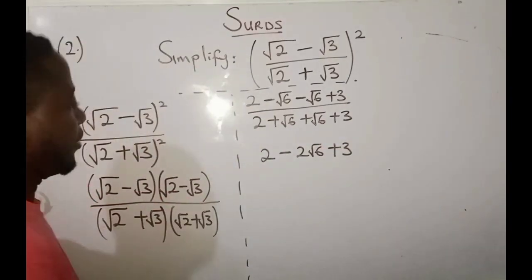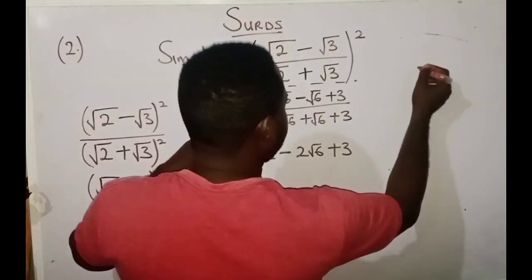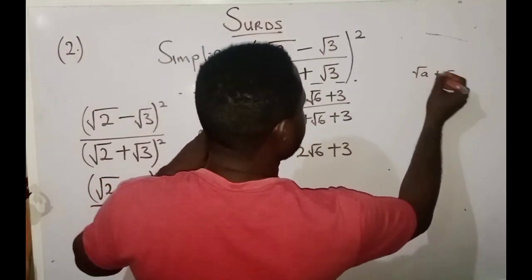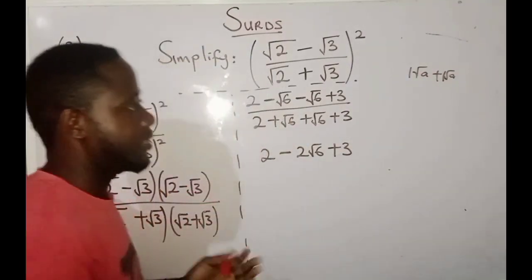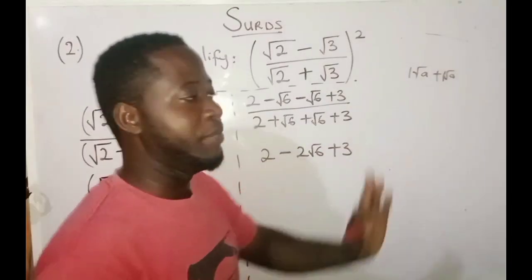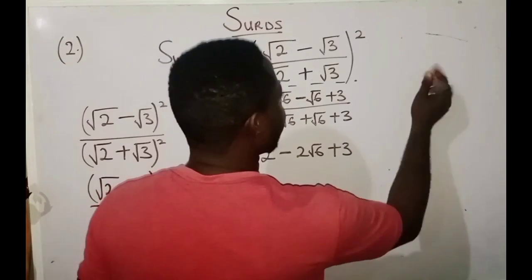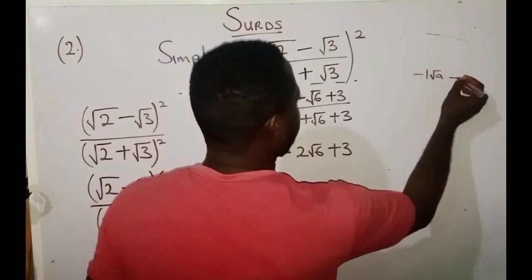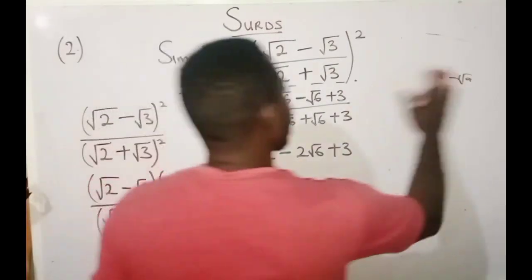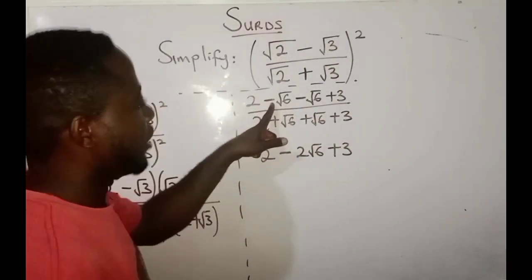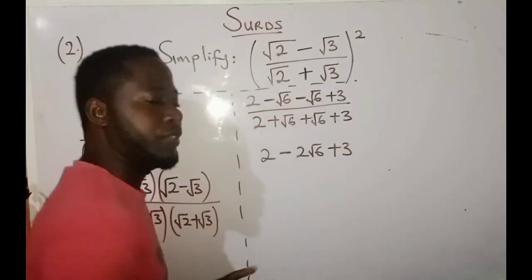How do I get minus 2 root 6? Okay, don't forget, if I have, for example now, root a plus root a, this simply means 1 root a, 1 root a. Yes or no? Yes. So 1 root a plus 1 root a will give me what? 2 root a. So the same thing, if I have minus 1 root a minus 1 root a, I'm going to have minus 2 root a. So here too, this simply means minus 1 root 6 minus 1 root 6, which will give us minus 2 root 6.